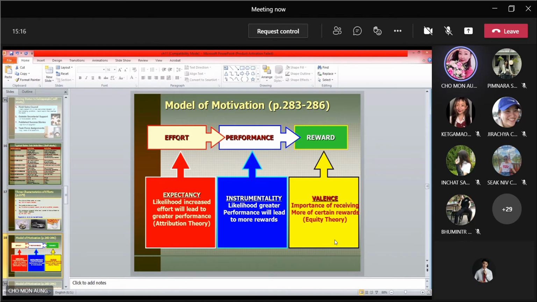Now we are going to see the relationship between effort and performance. In your textbook, you will see the relationship between effort and performance, and you see expectancy here. Expectancy is the relationship between effort and performance. We expect that the more effort we put in, the better the performance. There is a likelihood that when we increase the effort, that will lead to better performance. So they have a positive relationship: more effort, better performance.